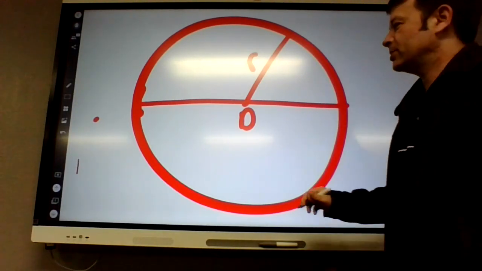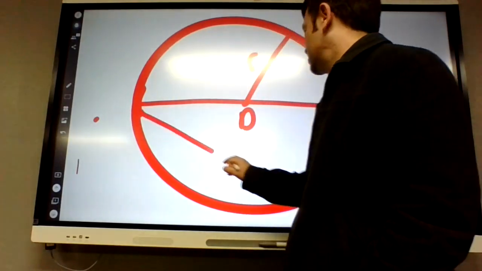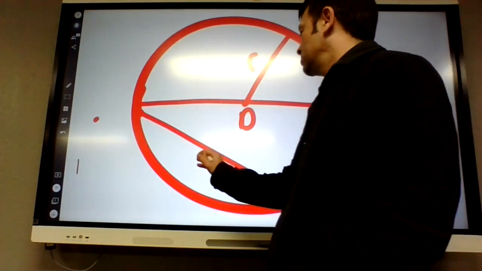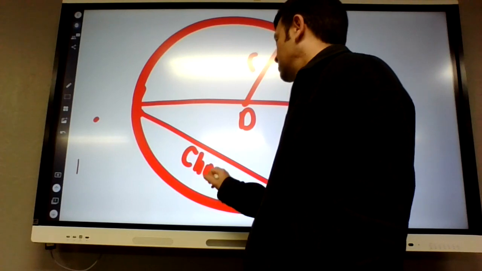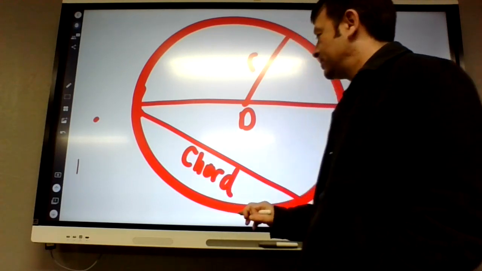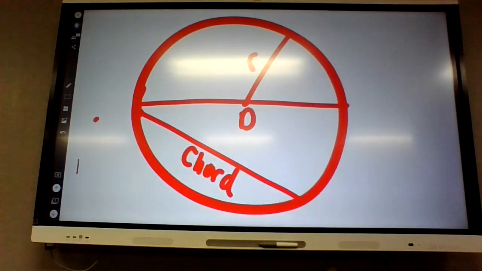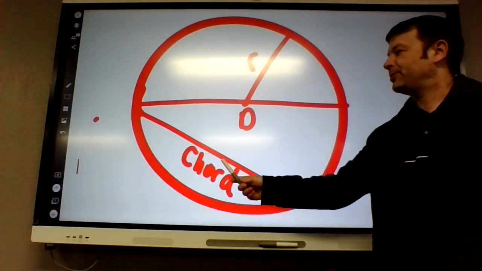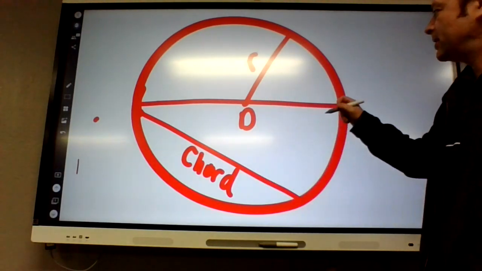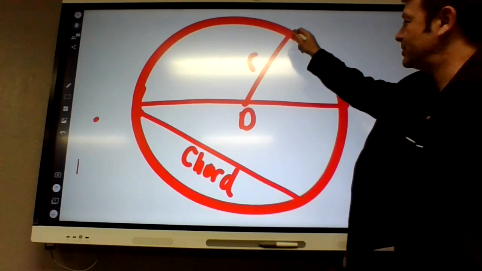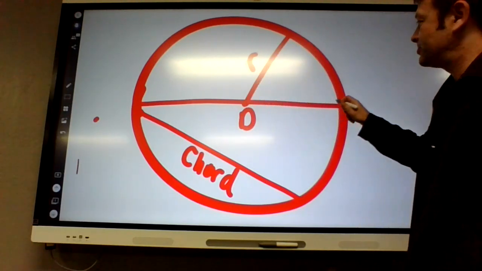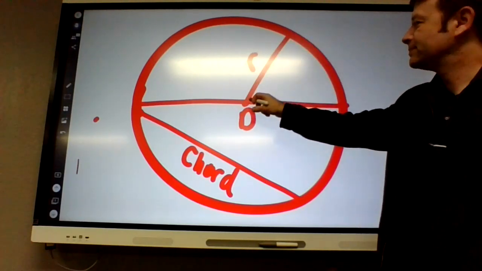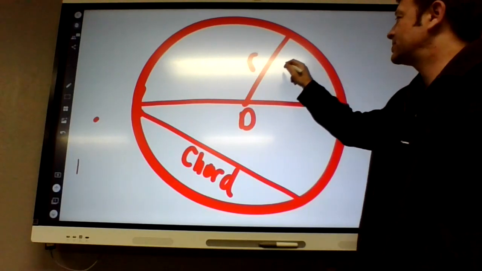Okay. What is this called? Maybe a little bit too big. Okay. So those are old definitions. A diameter, by the way, is a type of chord that goes through the center. A new definition, do you guys know what this right here, this piece of pie is called? Probably not. This is new.